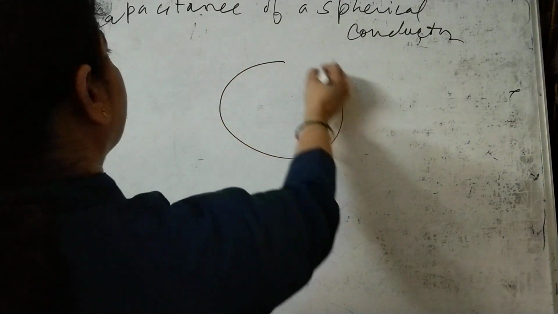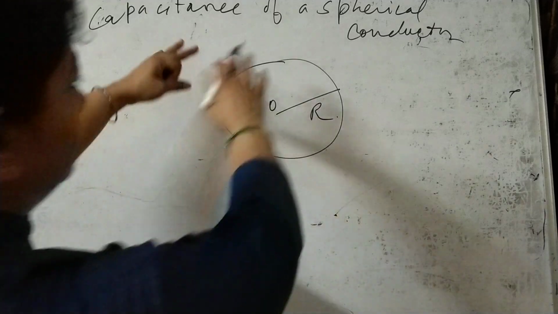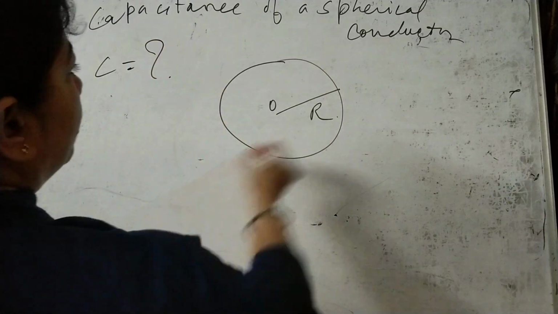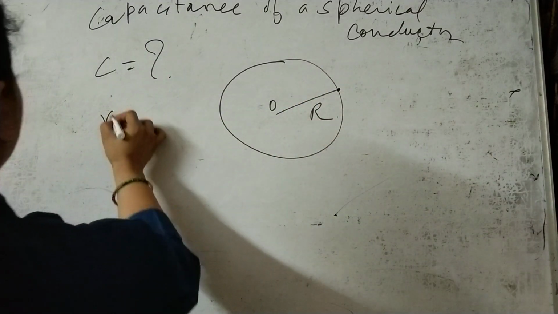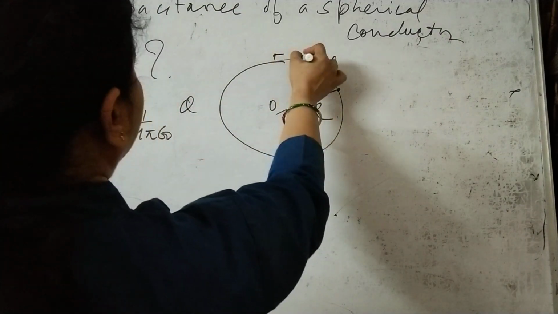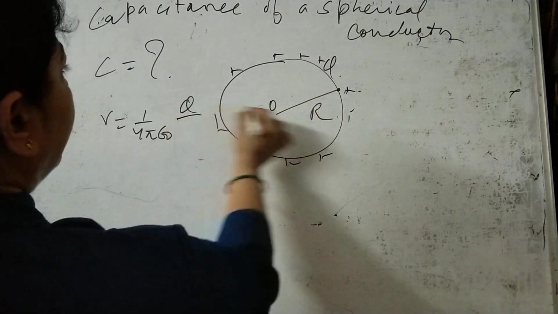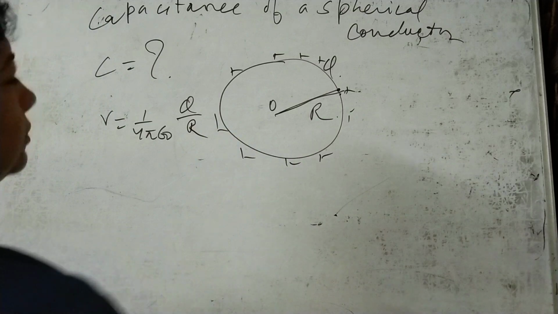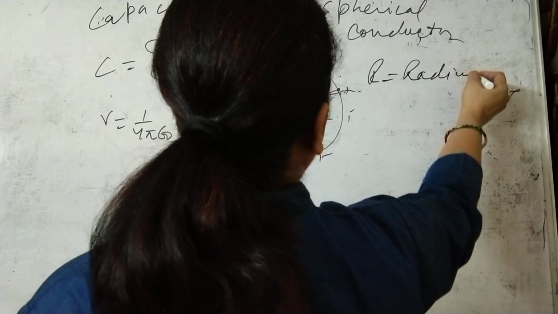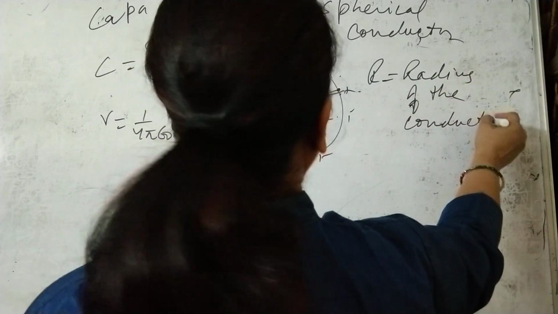Suppose there is a spherical conductor and its radius we take as r. When you give it charge, the charge is going to reside on the outside. What you need to find out is C. The potential V at this point is 1 by 4 pi epsilon 0 times the charge given, let us assume plus q, divided by the distance, which is r. Here r becomes the radius of the conductor, serving as the distance.